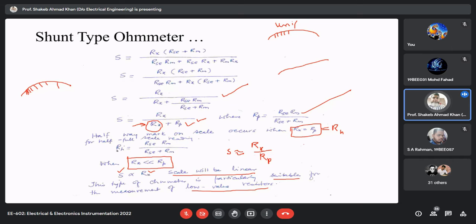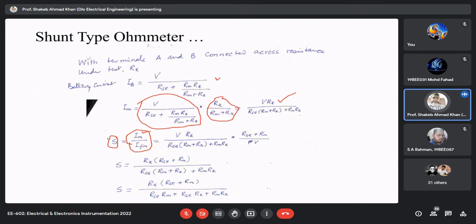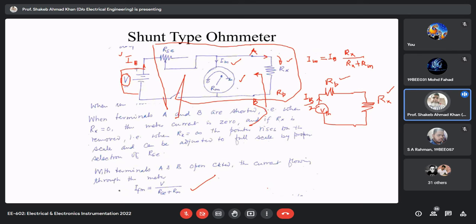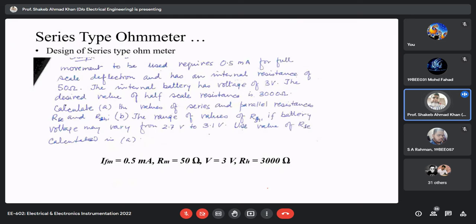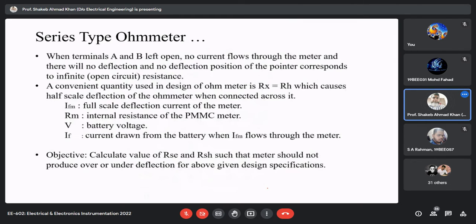So this is what I was supposed to discuss in this topic. If you have any question, anything you are not able to understand as far as the shunt type ohmmeter and series type ohmmeter are concerned, you can ask, please.